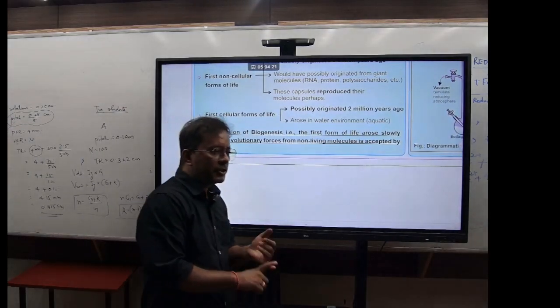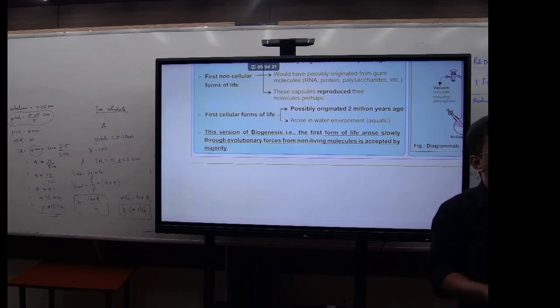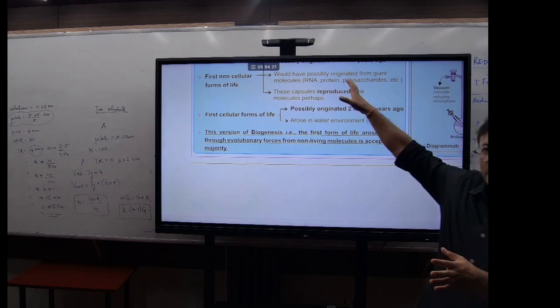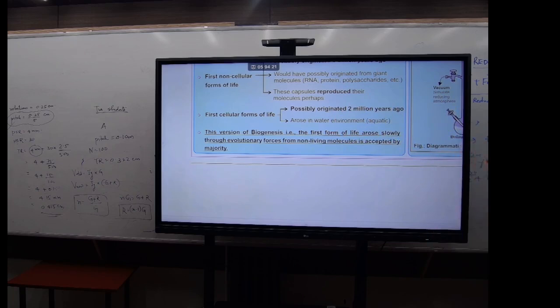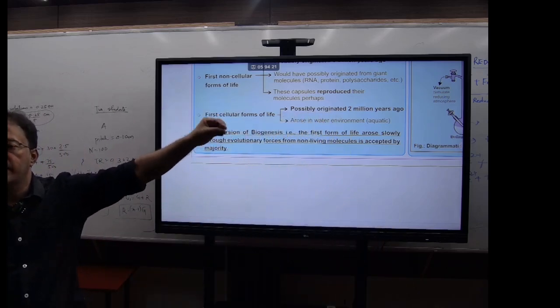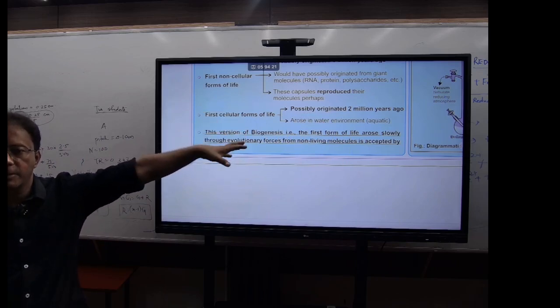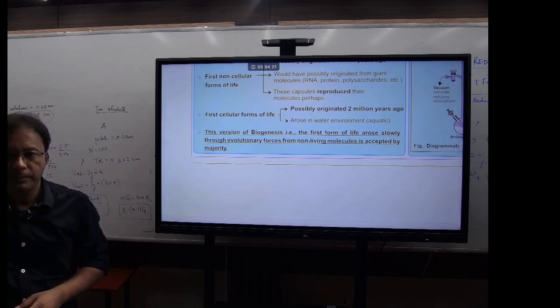Now, Pasteur said life comes from pre-existing life. Oparin and Haldane said life actually came after the chemical evolution. This view of Oparin and Haldane is called abiogenesis. The version of biogenesis, that the first form of life arose slowly through evolutionary forces from non-living molecules, is accepted by the majority. Now the majority of scientists accept that life has come from the evolution of non-living inorganic molecules, which combined to form the organic molecules, and organic molecules formed the life. Are we clear there? Everybody, right?